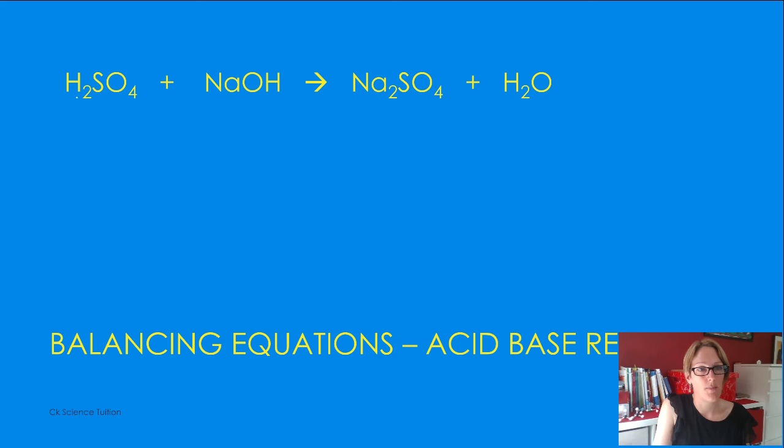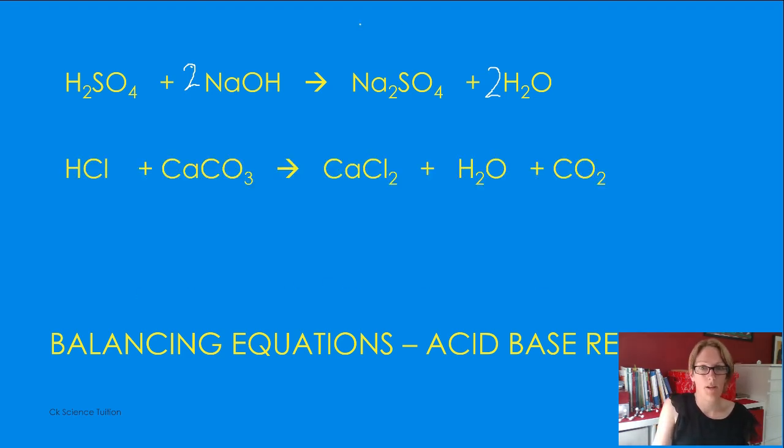So if I've got 2 H pluses, I know I need 2 OH minuses, and the only way I can do that is to put a 2 in front of the whole NaOH. Now it turns out that that has sorted out my sodiums, because there are 2 sodiums there. And the only other thing I need to think about was if I had 2 OH minuses and 2 H pluses, then I'm going to make 2 waters. So that's one example.